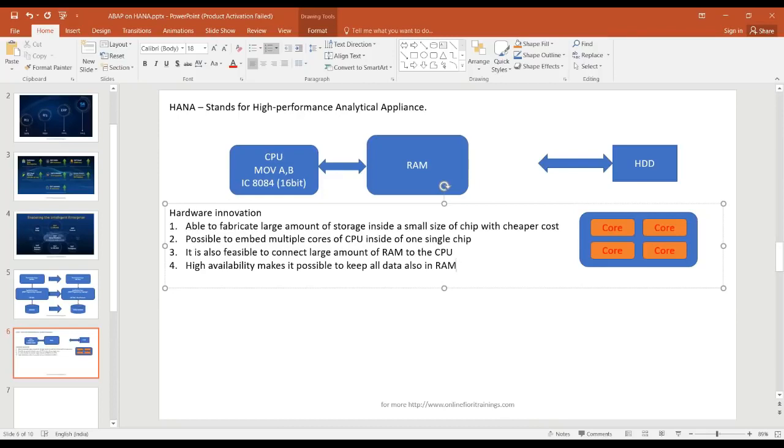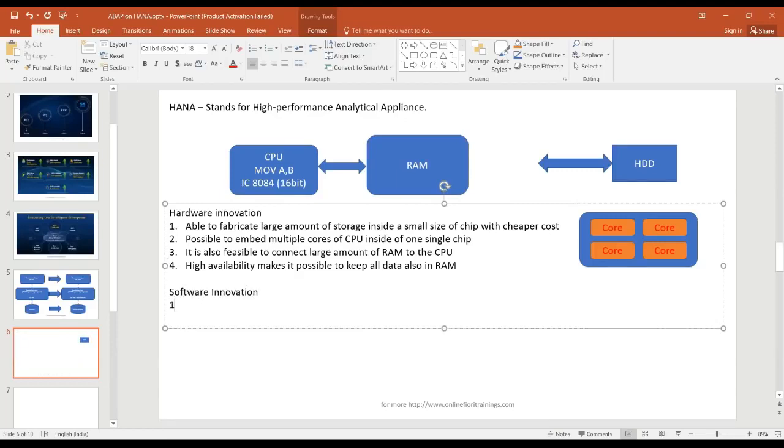So these are all the hardware innovations which make it possible for software designers, the database designers, to do more as compared to what they could do in the past. They can keep all the data in the RAM, which can be processed much faster, and also in parallel because you have multi-core CPUs in place. That's about hardware innovation over a period of time. Then what are all the software innovations which have come up in these past recent years? So let's talk about software innovations.